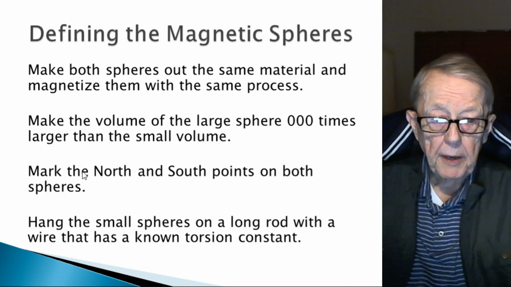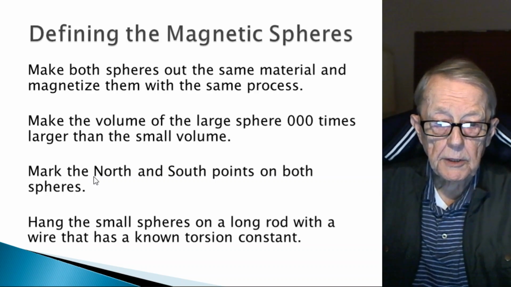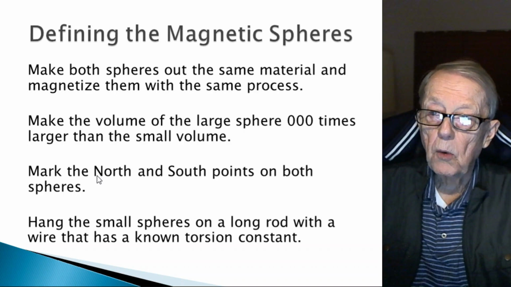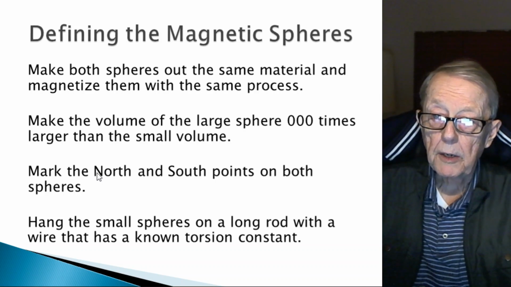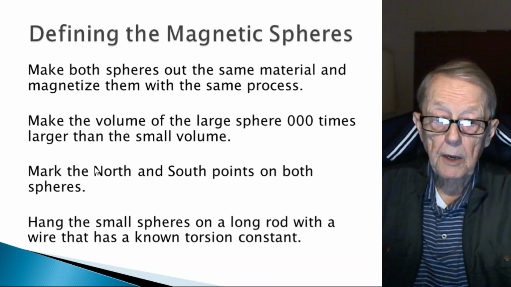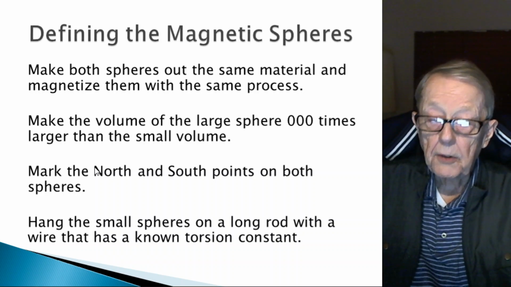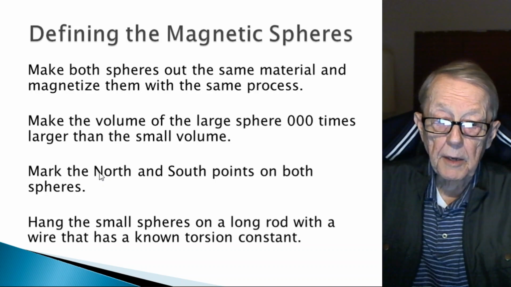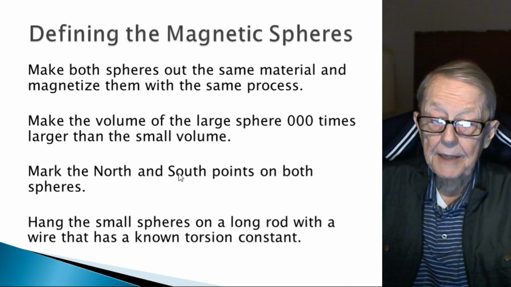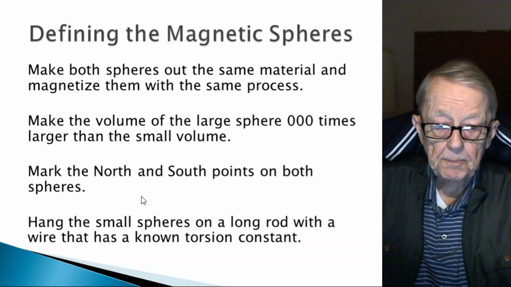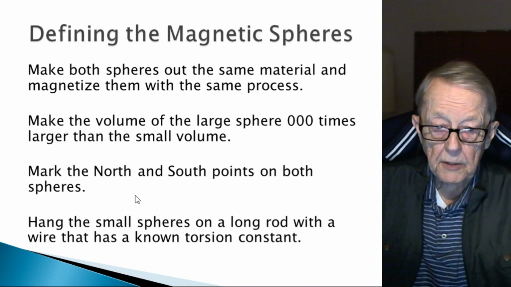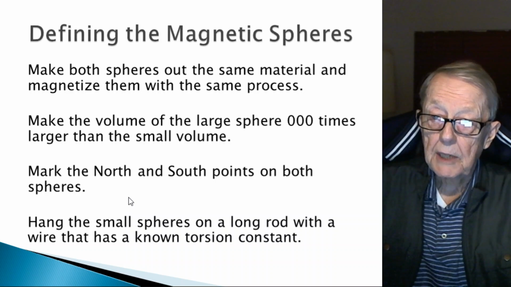Well, we have to mark the north and south points. We've got to know where they are on the sphere. Like we know where the magnetic north pole is on the Earth, we need to know where the magnetic north pole and the south pole are on these spheres. And you hang these small spheres on a long rod with a wire that has a known torsion constant.